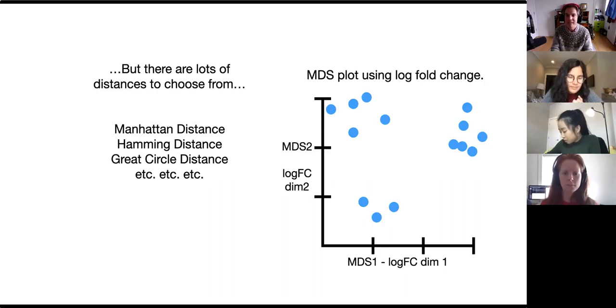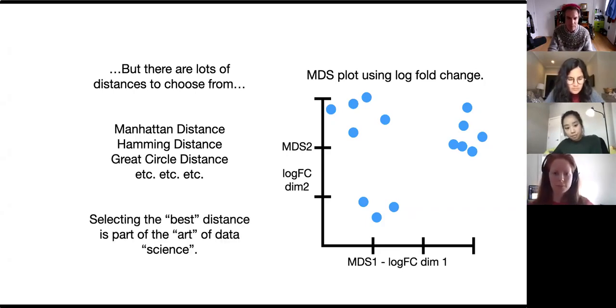One thing that's nice about MDS is it allows you to use those distances in a PCA-like way. And to be honest, there's no rule for how to select the best distance, and that's part of the art of data science.